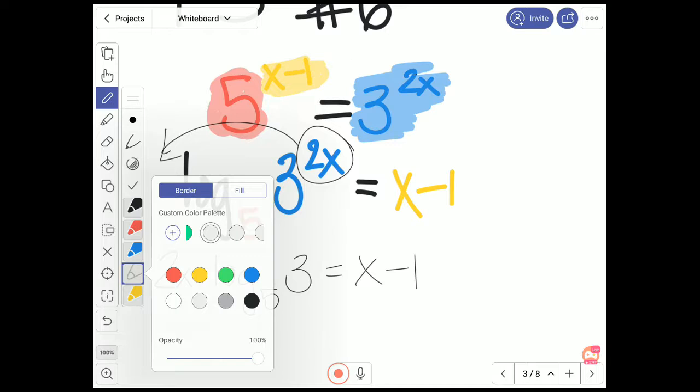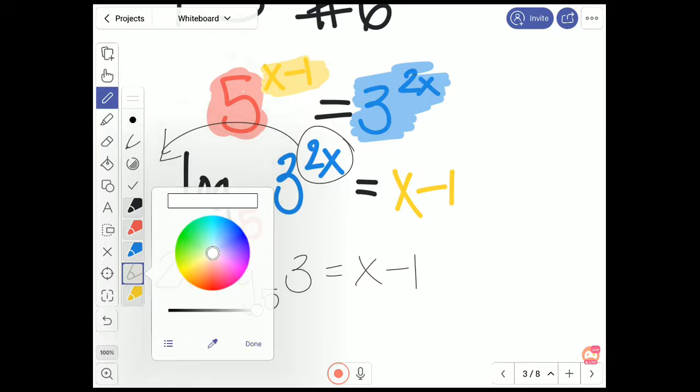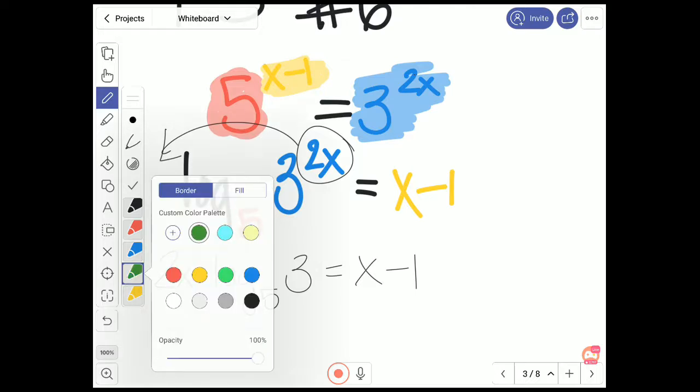Let me add a different color green in here because this green is not the best green in the world to see. Let's see, there we go, there's a good green.